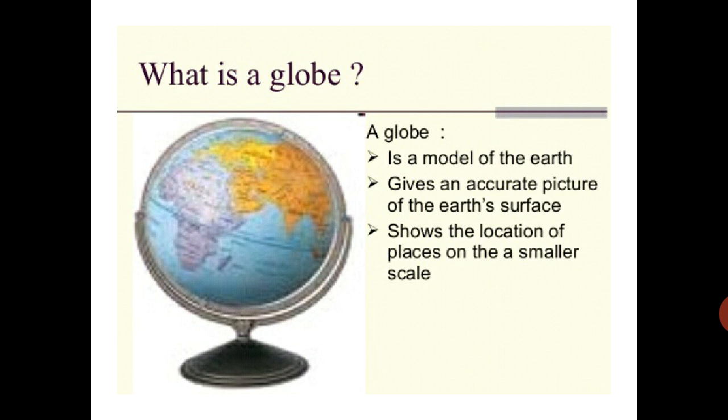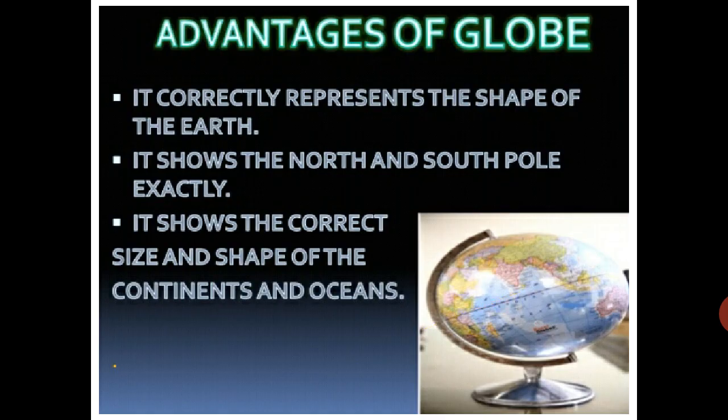But this globe has some advantages and some disadvantages. See, what are the advantages? It correctly represents the shape of the earth. It shows the North and the South Pole exactly. See, this upper part is the North Pole and the lower part is the South Pole. In between, one imaginary line, this is the axis. On this axis the earth is rotating.